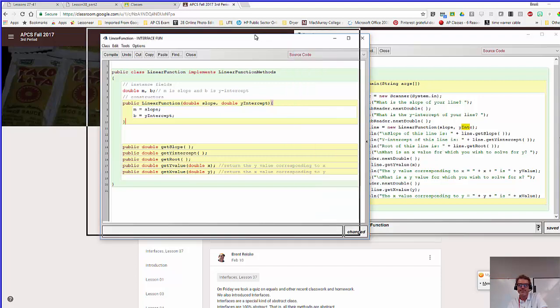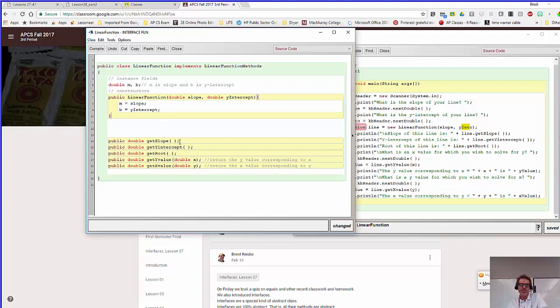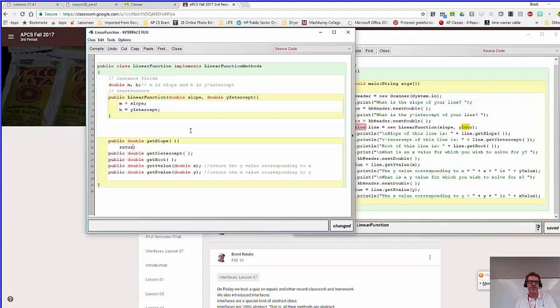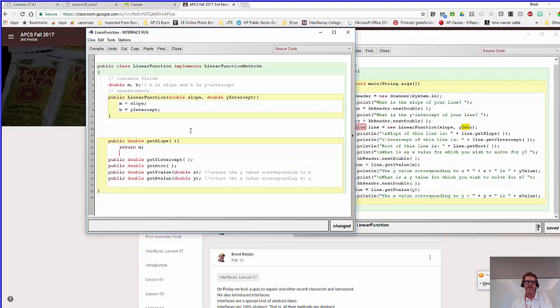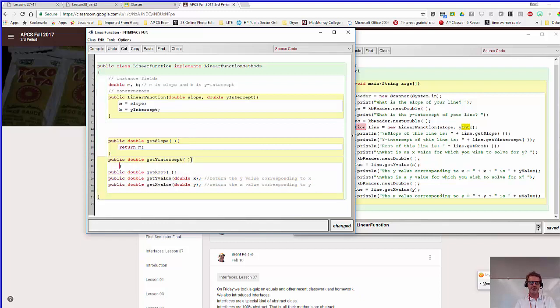All right. Get slope. Wow, I like that one. Return M. Okay. Get y-intercept. I like that one too. Hope that's a quiz question soon. Return B.